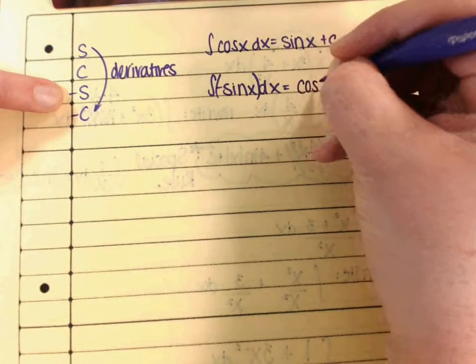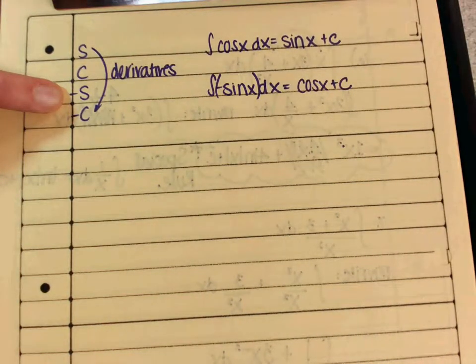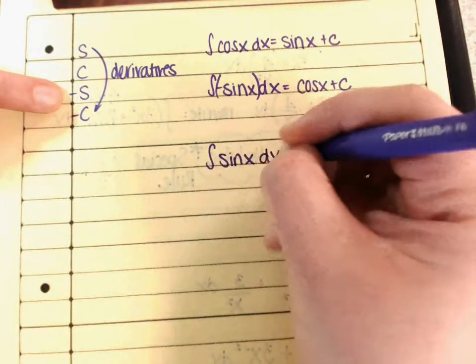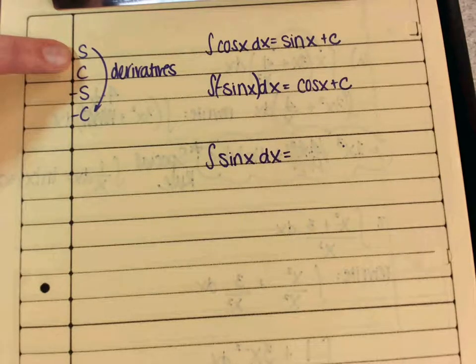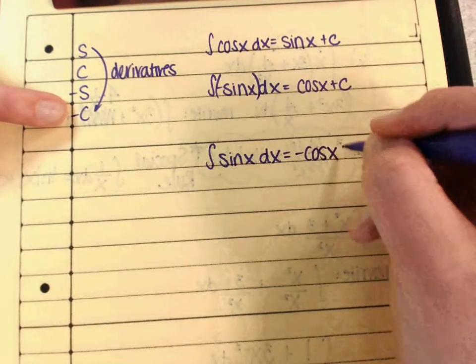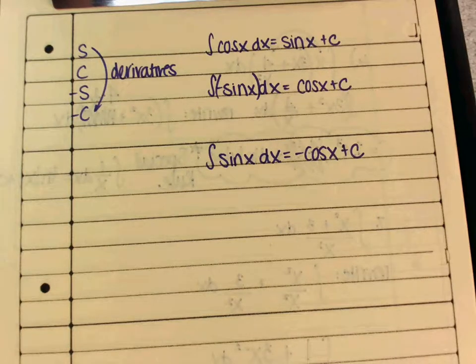Cosine x plus c. Okay, one more example like that. Let's say that you're on the integral of sine x dx. That means I'm starting at the top of the ladder. If I go up, where do I end up? Negative cosine x plus c. Yeah? So instead of going down the ladder for derivatives, you're going up the ladder for antiderivatives.